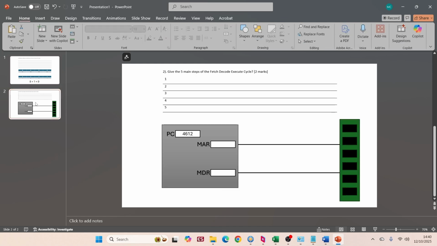Right, this one here. This is probably the trickiest one in the whole course. Give the 5 steps of the fetch, decode, execute cycle. The fetch, decode, execute cycle is basically what the computer is going through over and over and over again on a loop until the program stops. And then it does nothing. It waits for the next fetch, decode, execute cycle to begin.